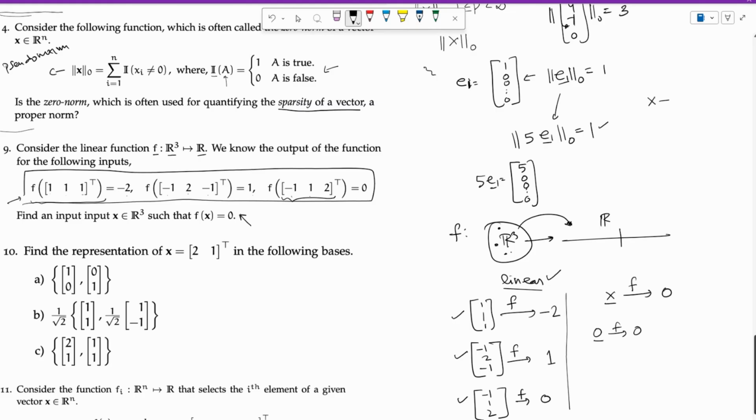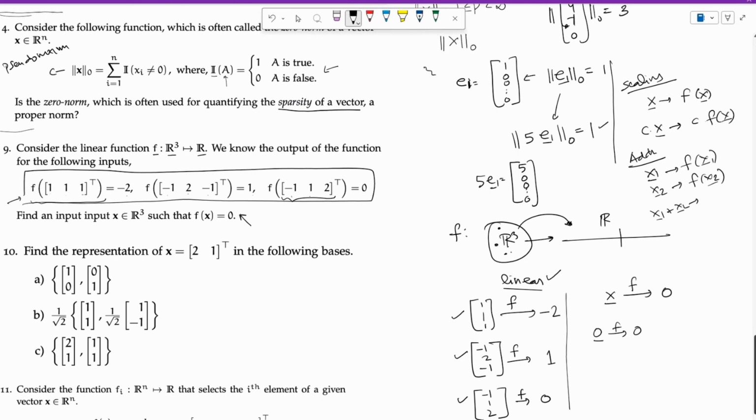If I have a vector x that produces f of x, what will c times x produce? Okay. And if this is scaling, addition is if x1 produces f of x1, x2 produces f of x2, what does x1 plus x2 produce? Well, it's essentially f of x1 plus f of x2. Given that we know that linear functions satisfy this property, and that you know this for the given function f, can you tell me another input that will produce 0 output?